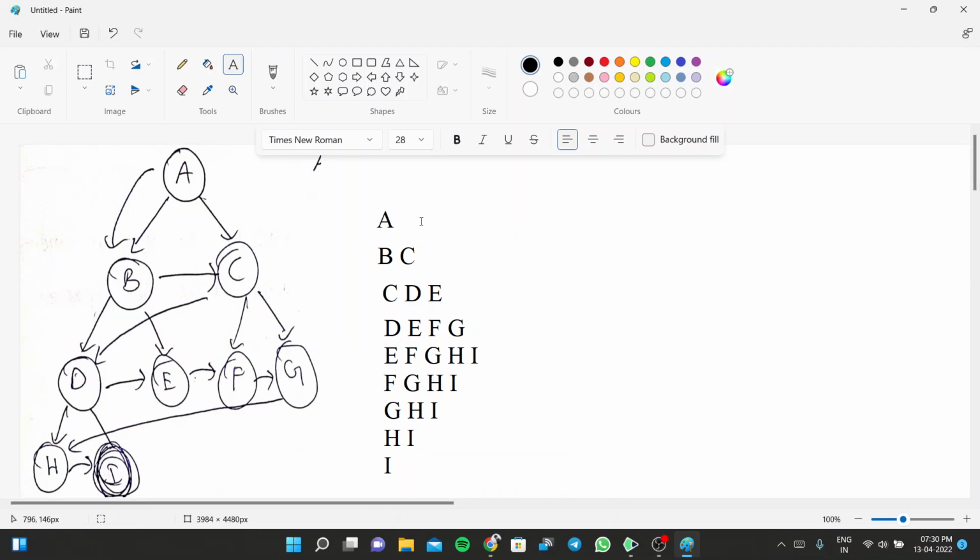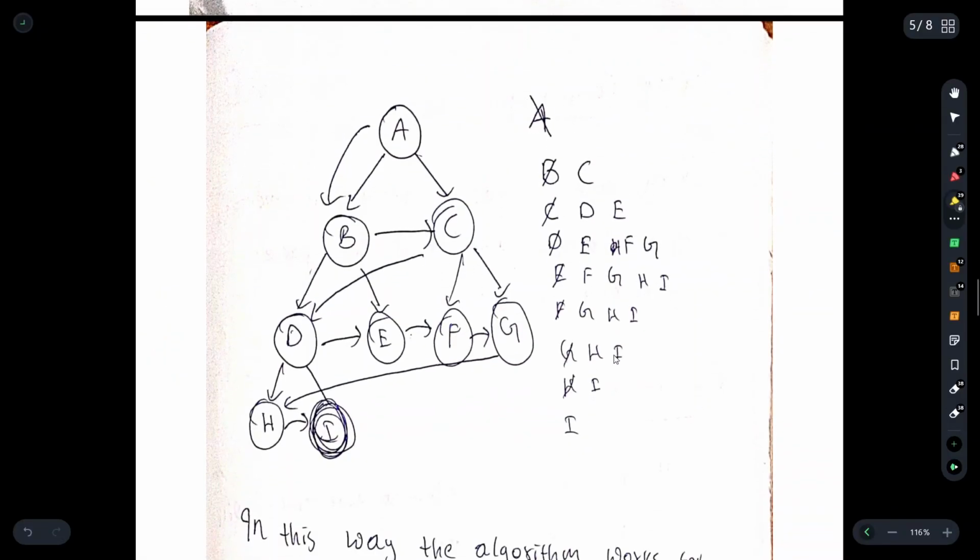In this way it searches the whole structure with the help of the queue data structure. It is going to search all the nodes, and in the exam we need to represent it by writing it out, striking off each node.